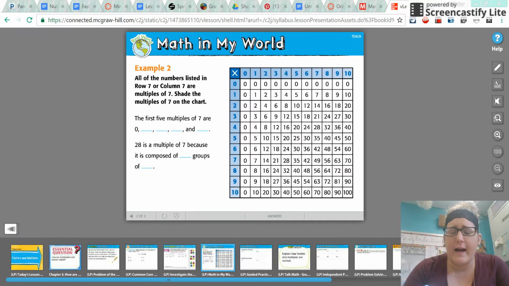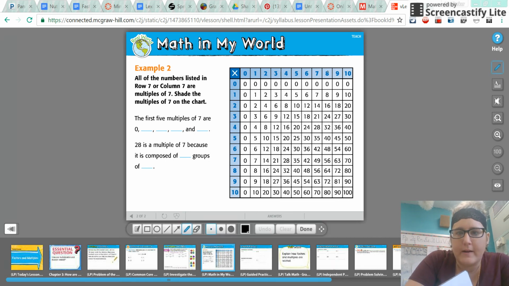And I want you to get a highlighter or a crayon or a colored pencil or something when you're working on this. Okay, so this is a little hundreds chart for you to use. This is a really good resource for you. So it says all of the numbers listed in row 7 or column 7 are multiples of 7. Shade the multiples of 7 on the 7 chart. So what you're looking at is going to be right here.